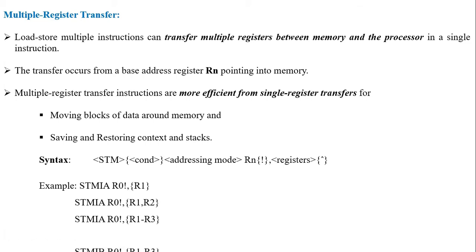If it is IB, increment before. So here is one more example with respect to IB, increment before. What happens here is, initially the R0 memory location will be incremented by 4, then in the remaining locations the R1 to R3 values will be stored in the memory locations. Now we'll see with data.